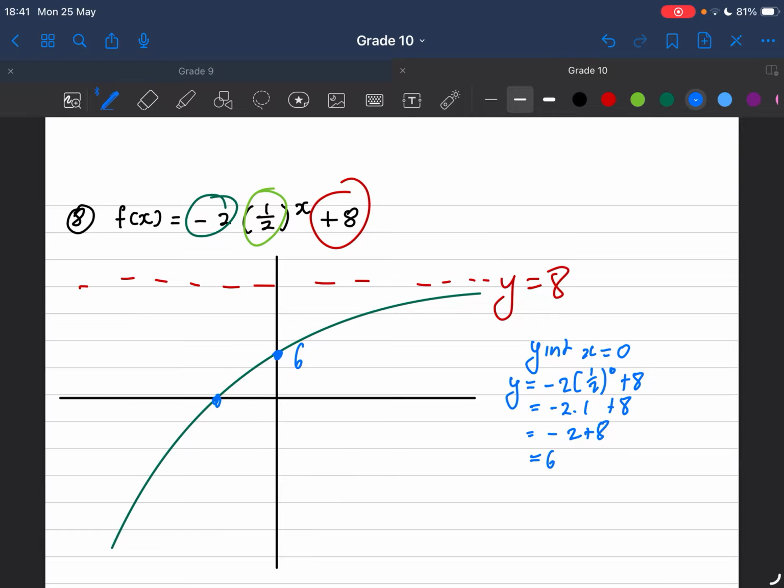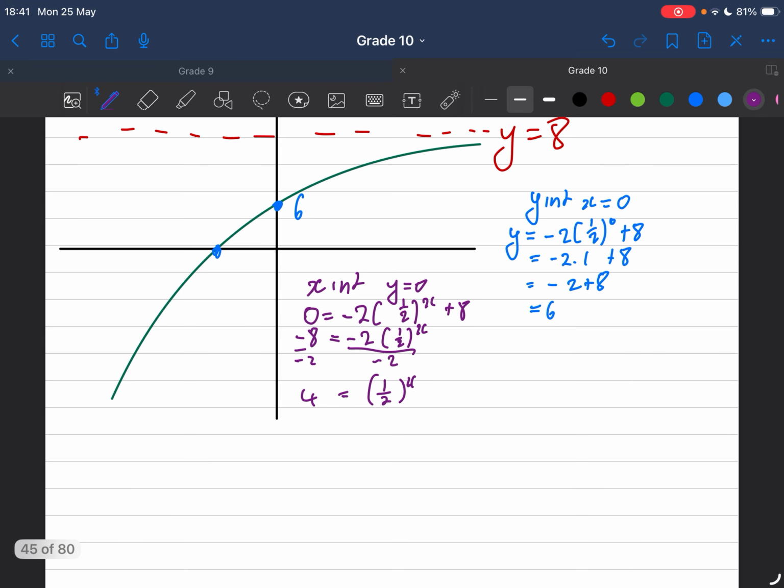For my x-intercept now, let's do this color. So x-intercept, y equals 0. So 0 equals negative 2 times a half to the power x plus 8. Let's move the 8 across. We got negative 8 equals negative 2 times a half to the power x. Divide both sides by negative 2. So a half to the power x equals 4. We need to write both in the same base to solve this equation. So this becomes 2 squared. This becomes 2 to the negative x.